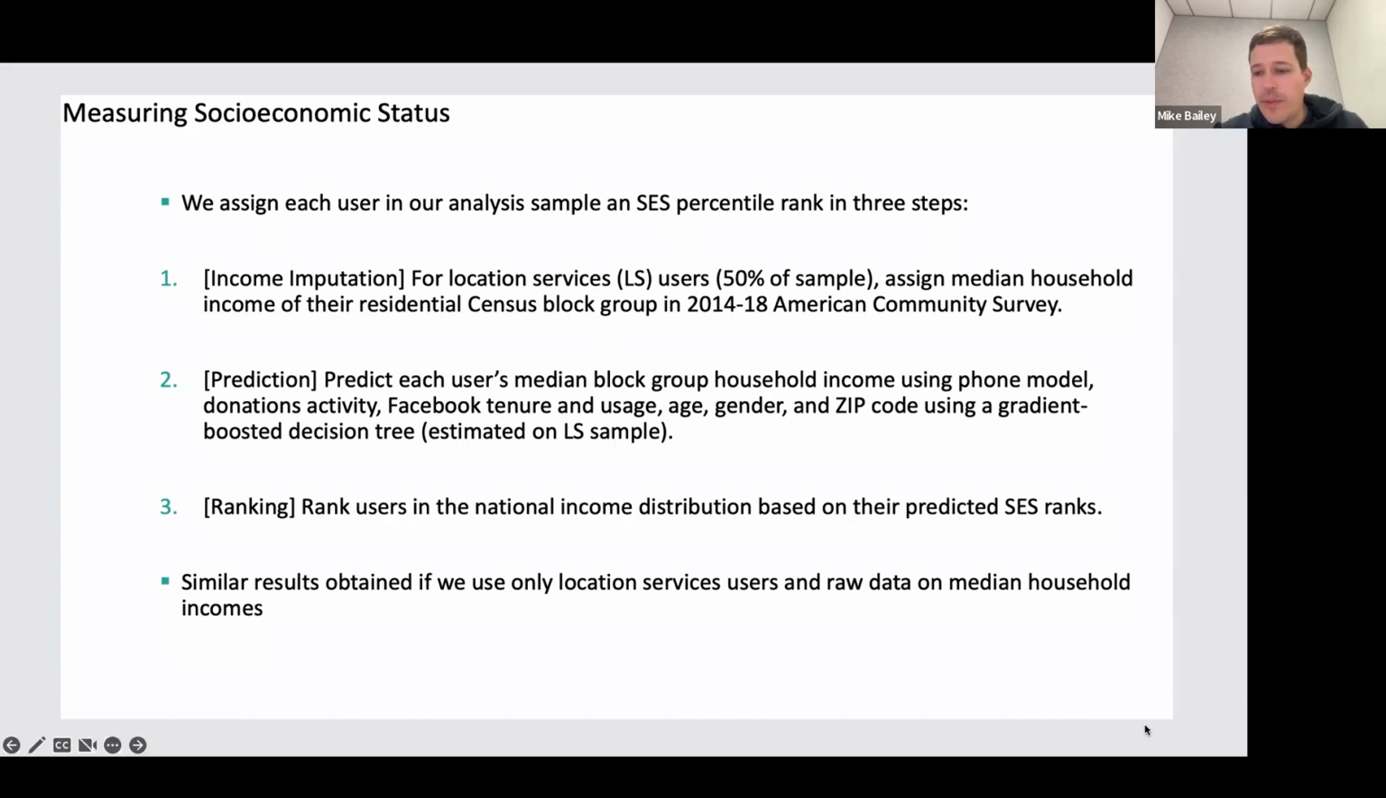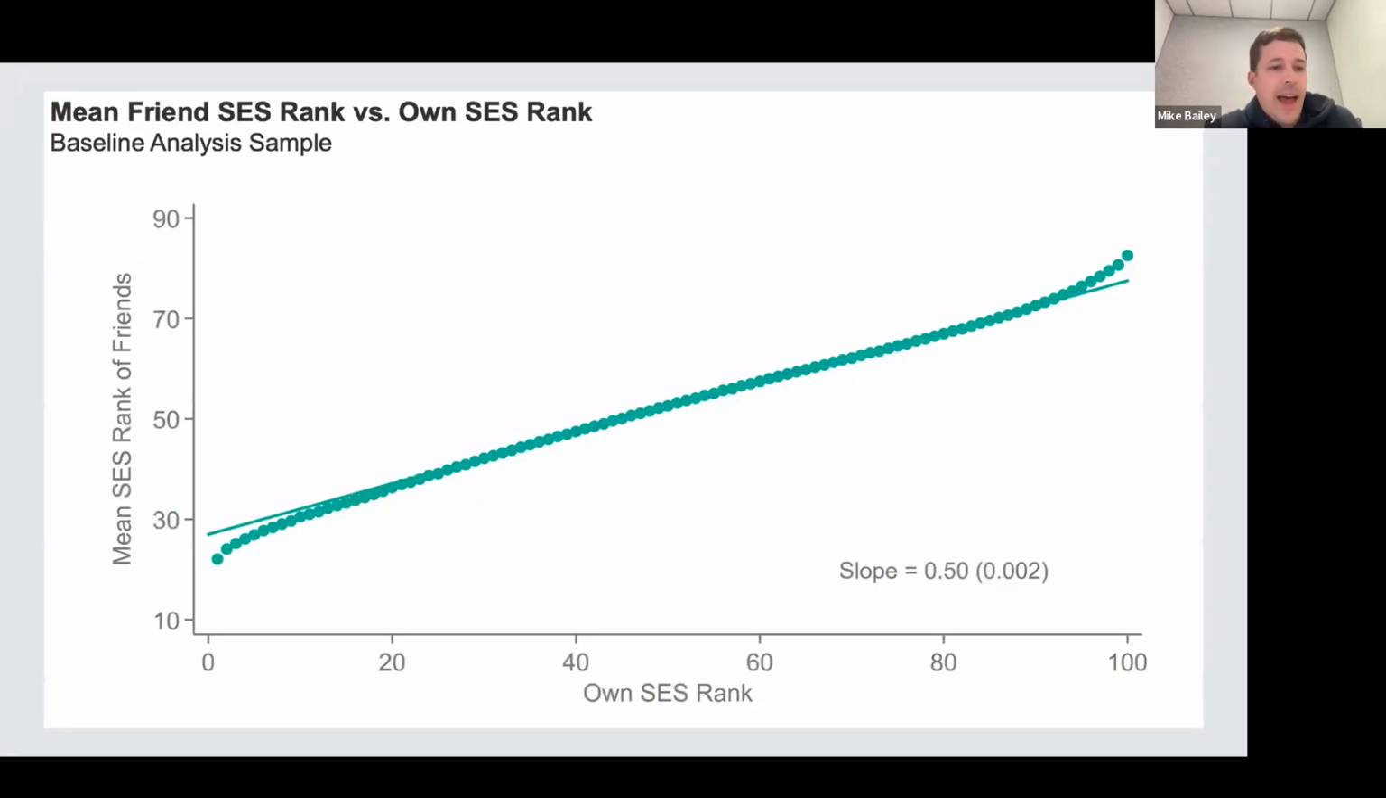And so the first question I want to ask is, how segregated are social networks by socioeconomic status? Are users with a higher SCS, are their friends higher SCS on average? The answer to that, you're not surprised, I'm sure, is yes, there is segregation in social networks by income. Users with a higher SCS have friends with a higher SCS on average.